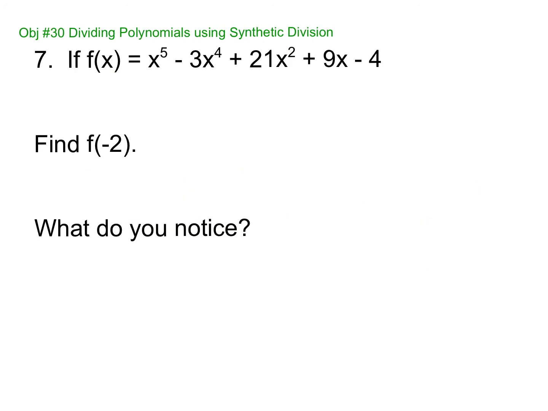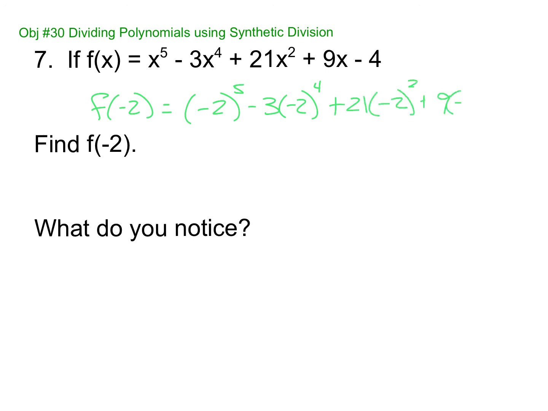Okay, this is the same exact problem we just did. So now grab your calculator, and I want you to plug in -2. What do you get? f of -2: -2 to the 5th, minus 3 times -2 to the 4th, plus 21 times -2 squared, plus 9 times -2, minus 4. What do you get? I got -18. What do you notice?